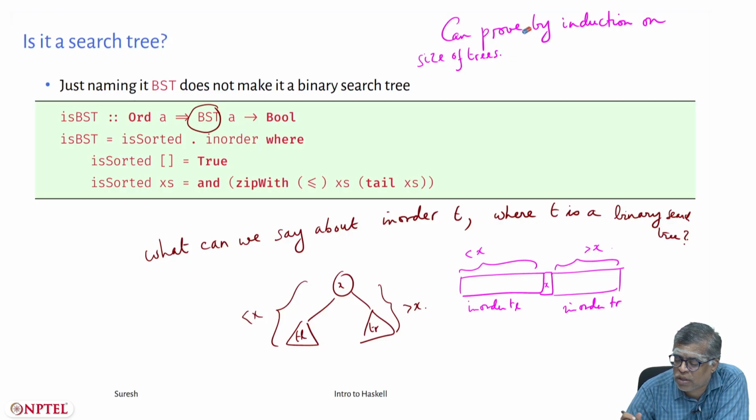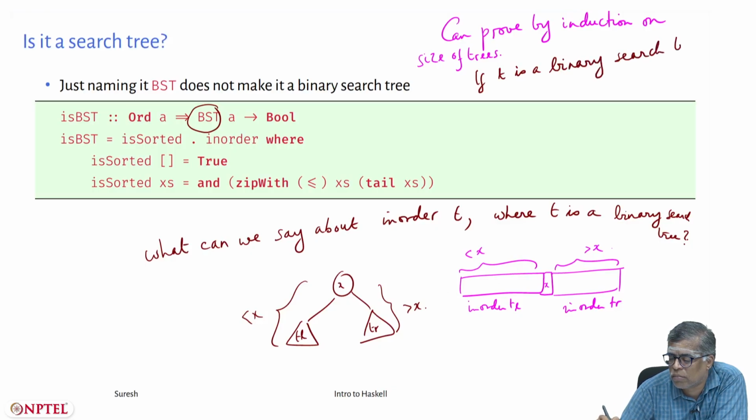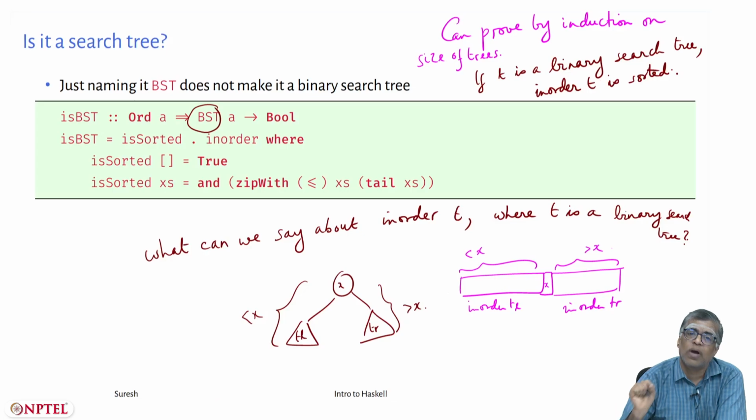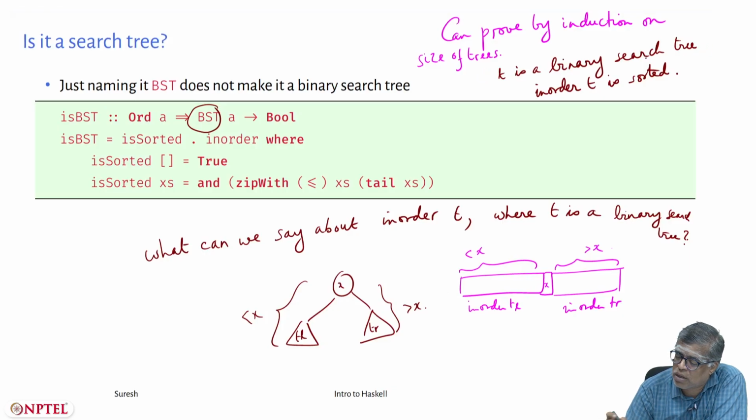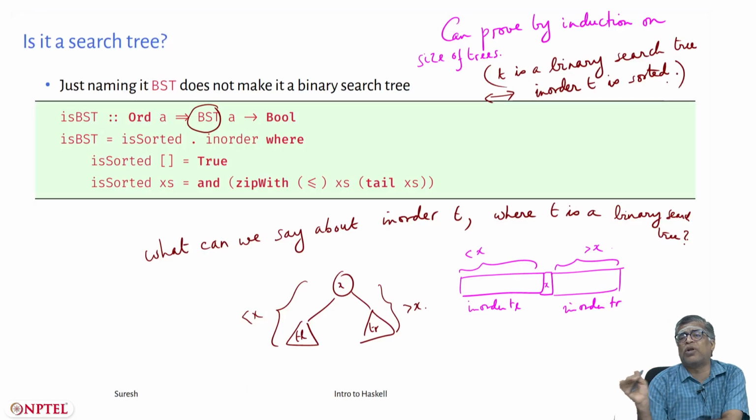What can you prove by induction? This is the statement that you can prove. If T is a binary search tree, then in order T is sorted, and vice versa also. If in order T is sorted, then T has to be a binary search tree. Yeah, these things you can prove. In fact, I will say it this way: T is a binary search tree if and only if in order T is sorted.